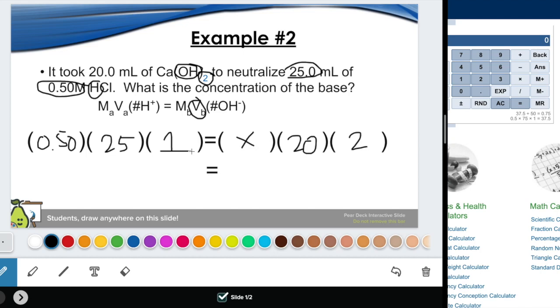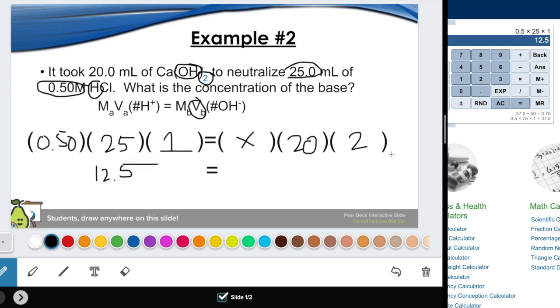So our next step is to come in and put this in our calculator. So we are going to do 0.5 times 25 times 1, which will give us the same thing, 12.5. So we have 12.5 over here.